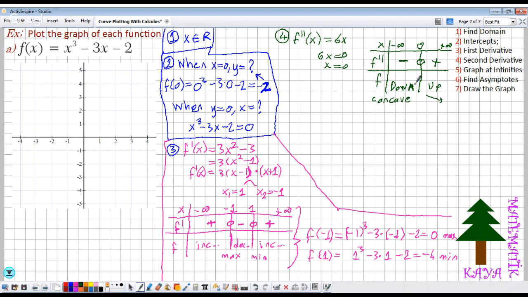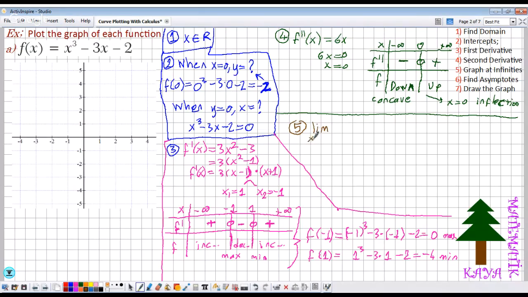Also, since there is a change from down to up, x equal to 0 is an inflection point. Checking with the second derivative, now we are done with that. Let's continue with the next step, which is the graph at infinities.